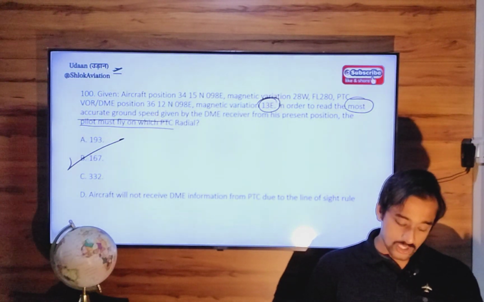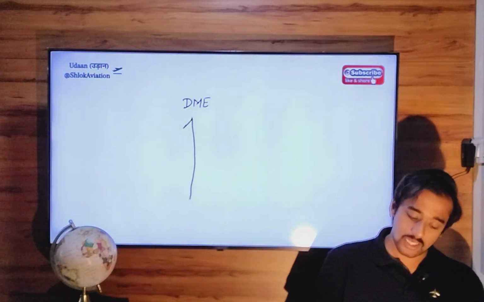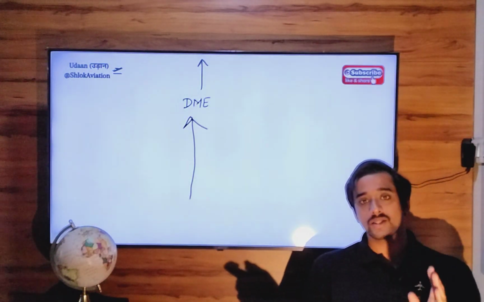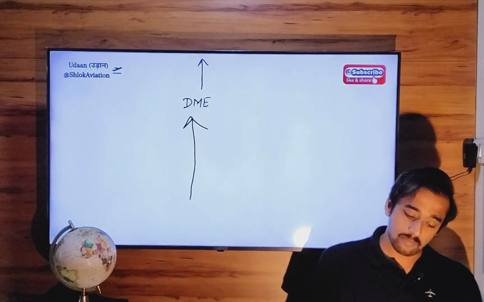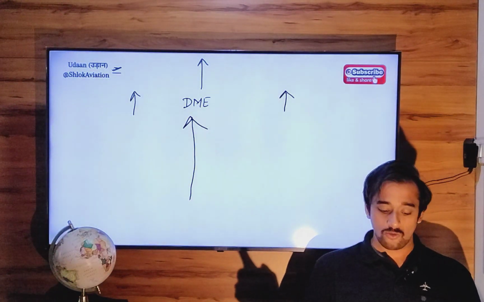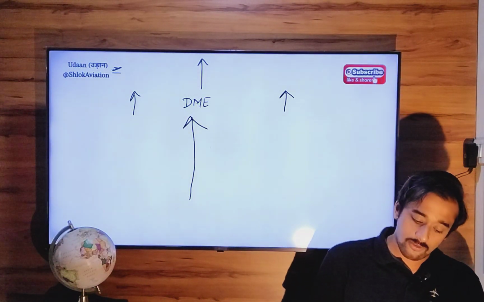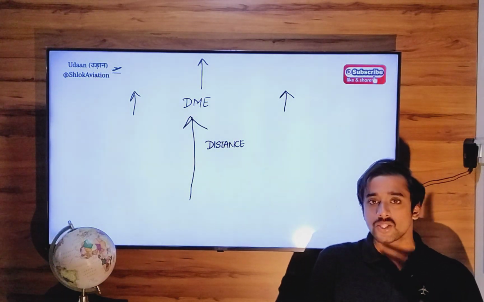Now in order to get ground speed, let's say this is your DME station, aircraft must fly either towards the DME station or away from the DME station. Okay, in these two scenarios, flying towards the station or away from it, you will get accurate ground speeds. If you are flying perpendicular to the DME station like this, the ground speed will not be accurate. Okay, so what happens when you fly towards the station or away from the station? You will be getting distance information, right? You are 100 miles from DME, 90 miles, 50 miles.